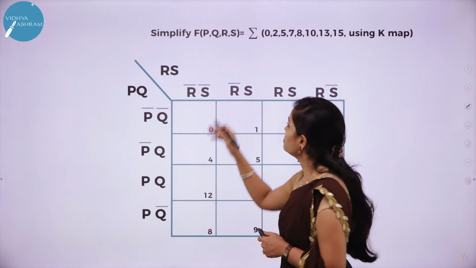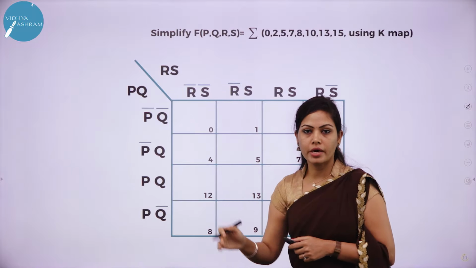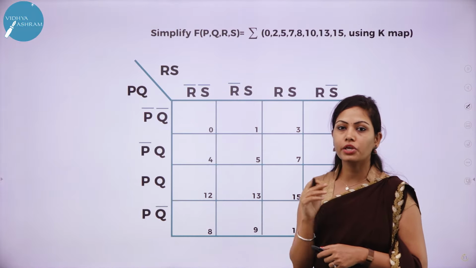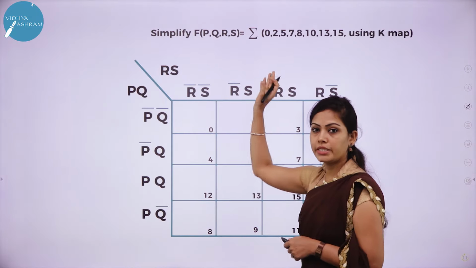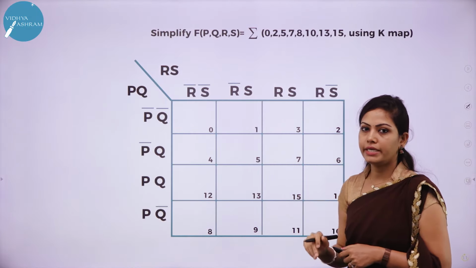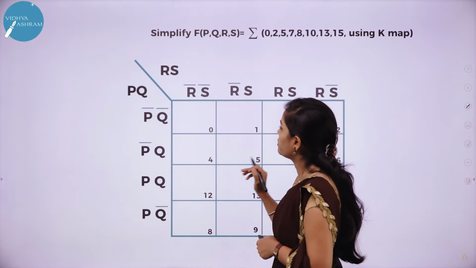So next problem, simplify f of PQRS. We have 4 variables called PQRS, equal to sigma of these numbers. These numbers are in ON condition. So we have to simplify this.